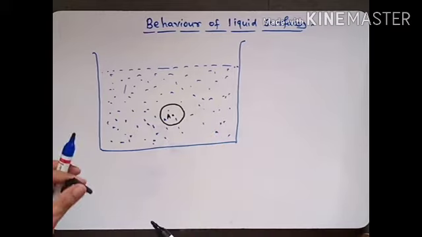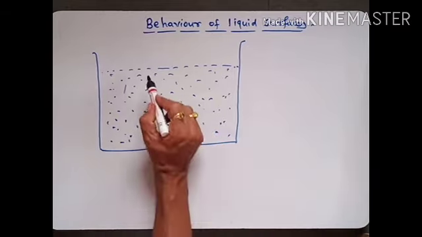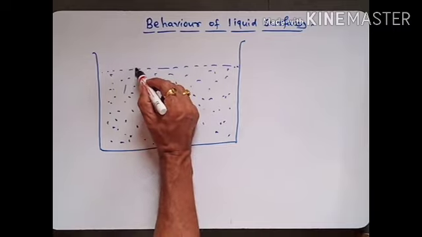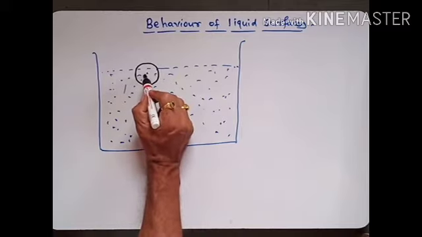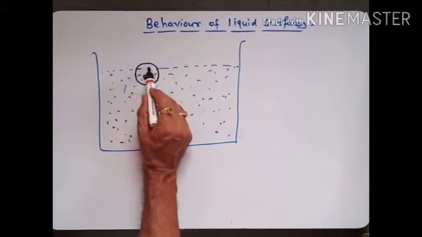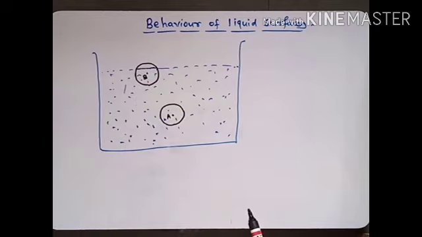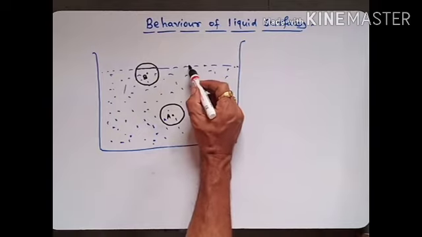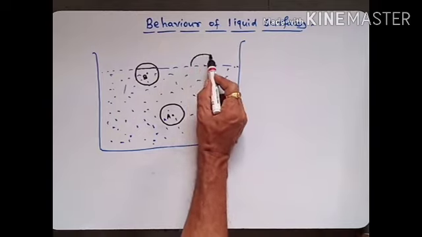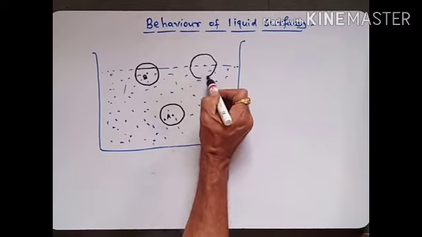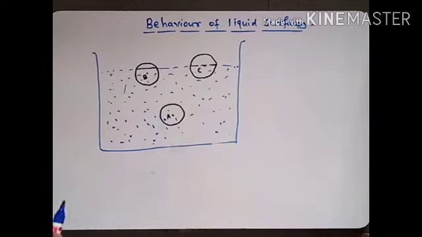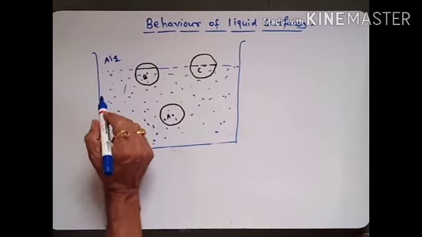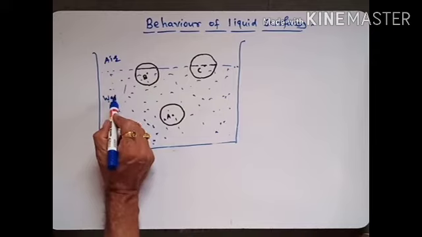That is, the sphere of influence is completely inside the liquid. Now we consider another molecule here. Suppose this is molecule B, whose major part of the sphere of influence is inside the liquid. And I consider a third one, suppose this is the third molecule, molecule C, whose sphere of influence is half in air and half in liquid. Here we consider this is the air and this is, suppose, liquid water.